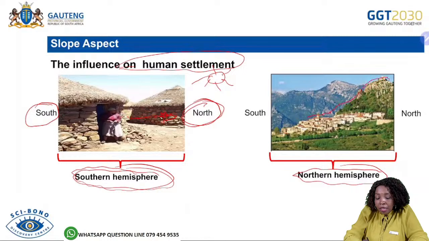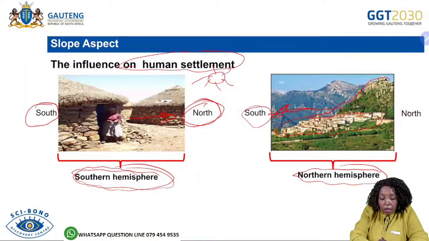In the direction that is now facing the south. So the houses that you can identify here are facing that direction. So meaning that people choose to settle in the south-facing direction. So their houses are on the north facing the south. Here, the houses would be in the south facing the north.